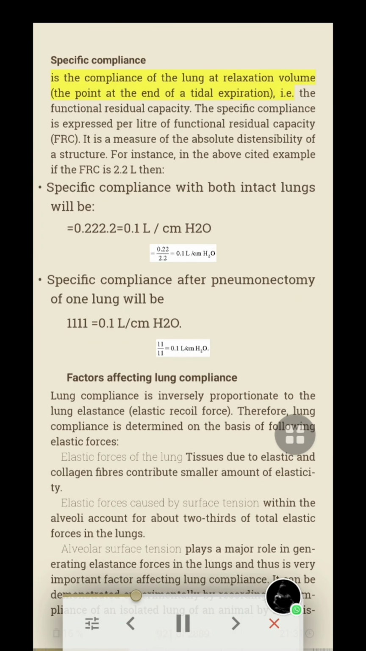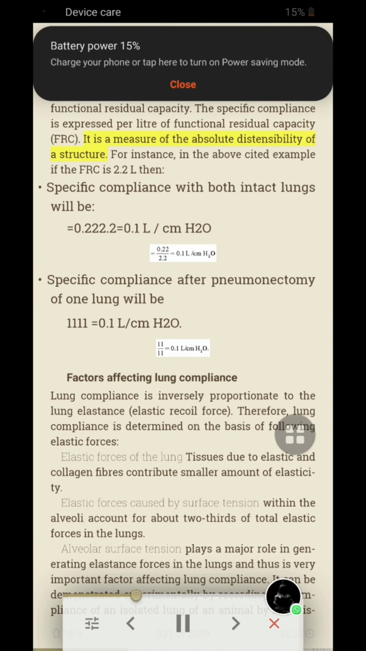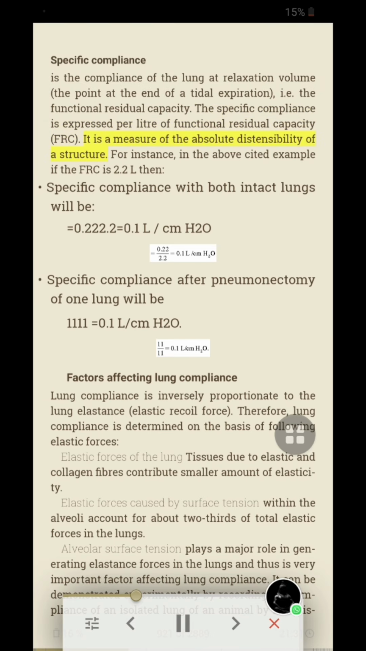Specific compliance is the compliance of the lung at relaxation volume, the point at the end of a tidal expiration, i.e. the functional residual capacity. The specific compliance is expressed per liter of functional residual capacity, FRC. It is a measure of the absolute distensibility of a structure. For instance, in the above cited example, if the FRC is 2.2 L, then specific compliance with both intact lungs will be equal to 0.22/2.2 = 0.1 L per centimeter H2O. Specific compliance after pneumonectomy of one lung will be 0.11/1.1 = 0.1 L per centimeter H2O.